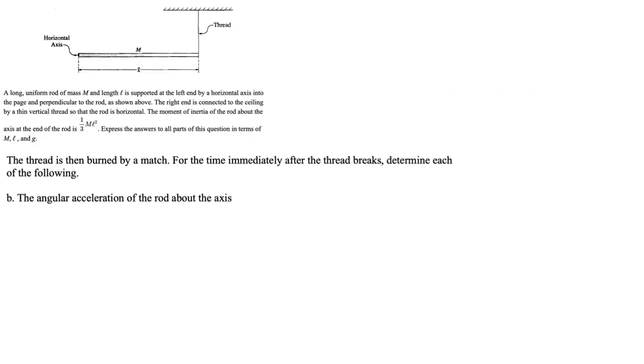Okay, the thread is then burned by a match. For the time immediately after the thread breaks, determine each of the following. Part B, the angular acceleration of the rod about the axis. All right, we're still going to want our picture. So there we are. And we still, of course, have the weight pulling downward, Fg. And we have some force from the axis pushing up. I'm going to call it Fa star, because it might be different. But most importantly, we do not have this tension anymore.